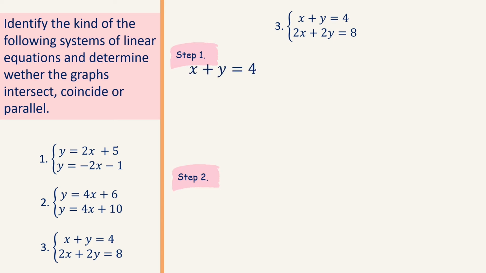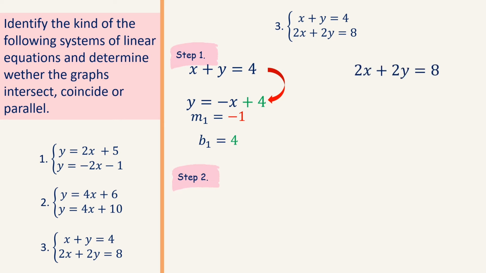Let's begin with x plus y equals 4. Transforming this to slope-intercept form, we get y equals negative x plus 4. The slope is negative 1 and the y-intercept is 4.